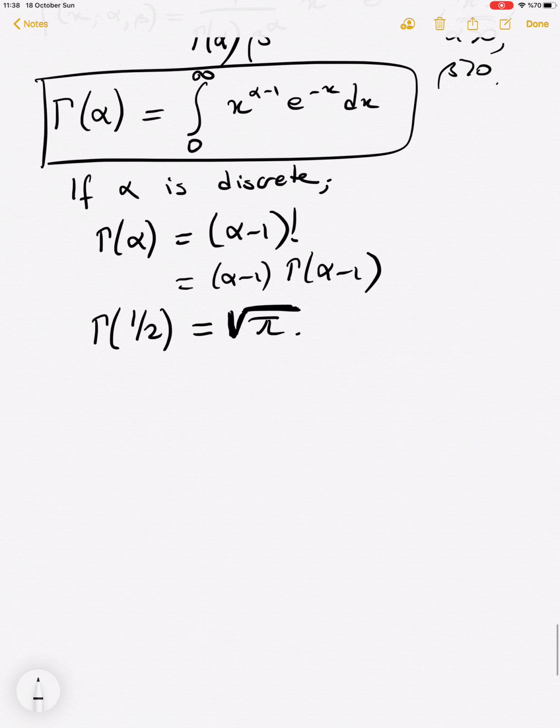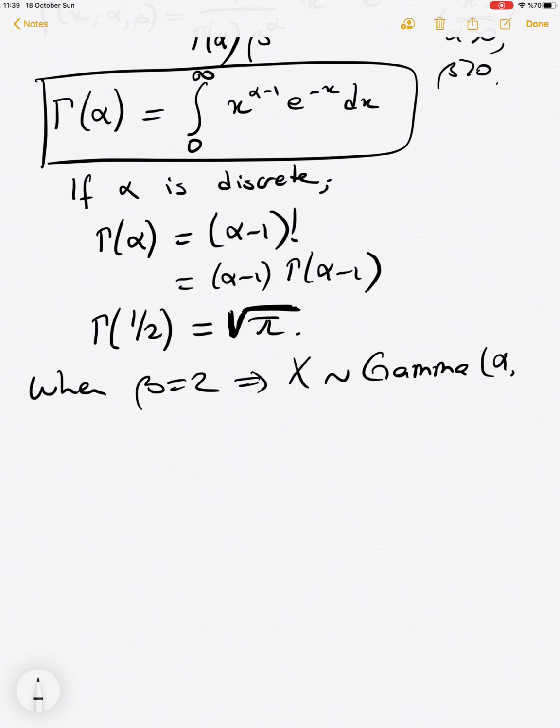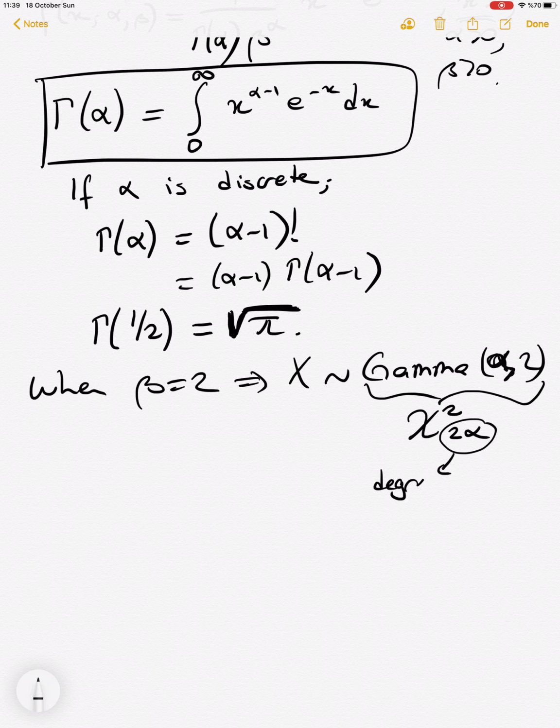Here I told you that the chi-square distribution is a special case of gamma distribution. When our scale parameter beta equals 2, that is, when X is distributed as gamma with alpha and 2, so the shape parameter is the same but the scale parameter is 2, this is known as chi-square distribution with 2 alpha degrees of freedom. This 2 alpha is defined as the degrees of freedom. You know the definition of degrees of freedom, I believe.